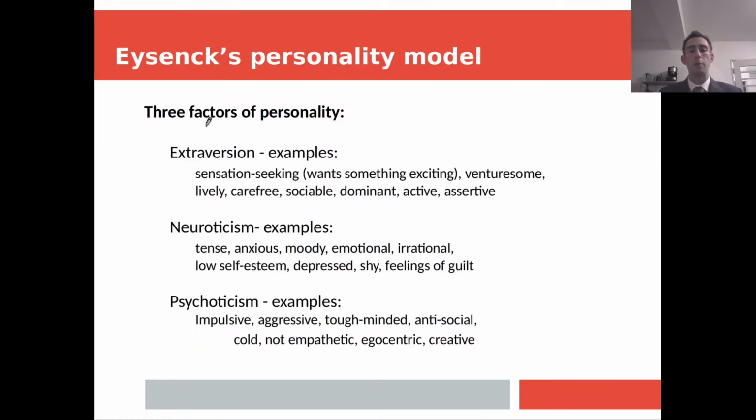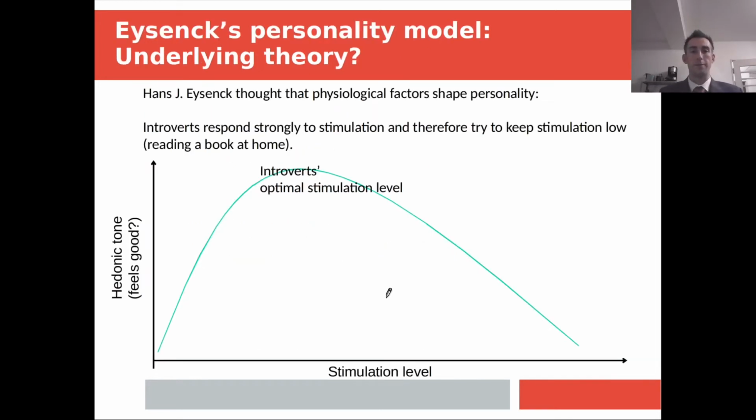I'll give you some examples in Eysenck's model. Extroversion, they were sensation-seeking, venturesome, lively, carefree, sociable, dominant, active, assertive. People with high neuroticism tend to be tense, anxious, moody, emotional, irrational, have low self-esteem, depressed, shy, or have feelings of guilt. And people with high psychoticism were impulsive, aggressive, tough-minded, antisocial, cold, not empathetic, egocentric, or creative.